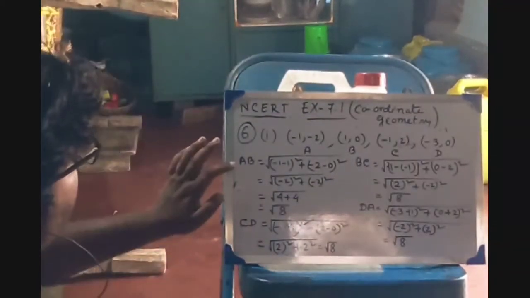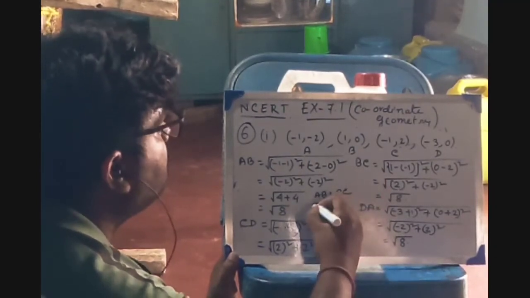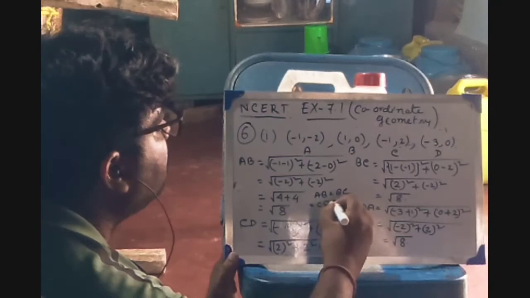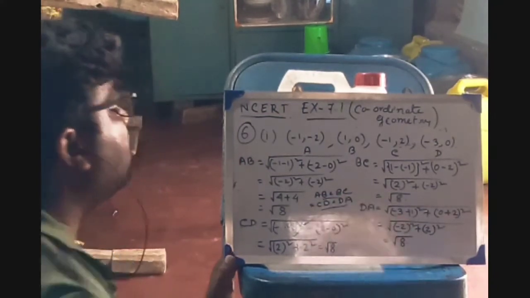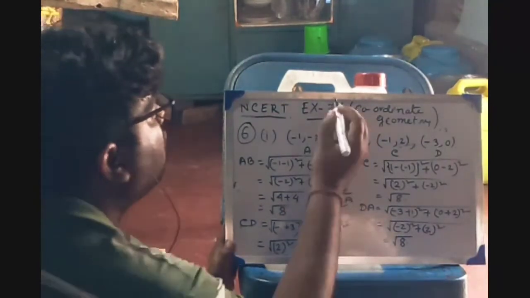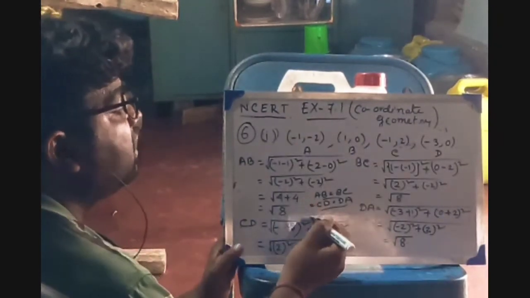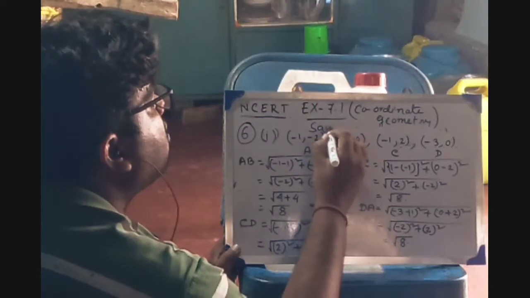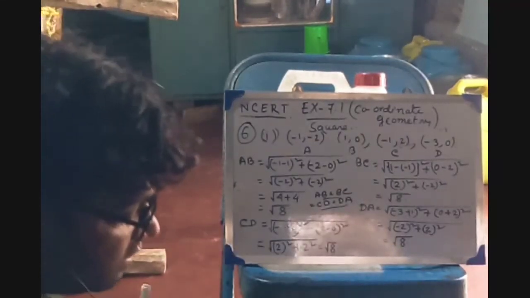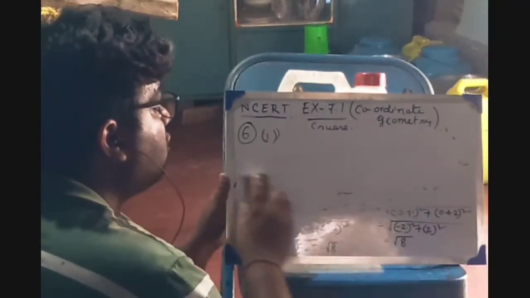So you can see that AB equals BC equals CD equals DA. Means all the four sides are equal. So it is a square. The quadrilateral formed by these four coordinates is a square. Okay. Next move to another question. Next I am taking question number Roman 2.